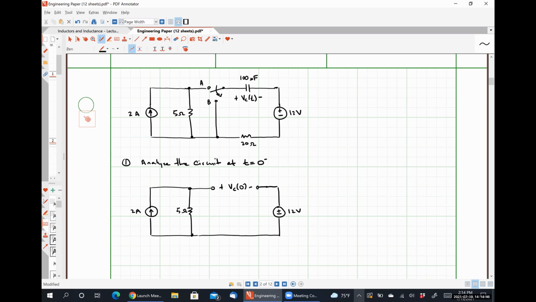What about, why is a 20 ohm resistor not included? Because I forgot to draw it. Thank you. Fantastic question. I totally forgot to do it. So now with the 20 ohm resistor included, does this look correct? Yeah. Okay. So how would we go about analyzing this circuit to determine VC at 0 minus?